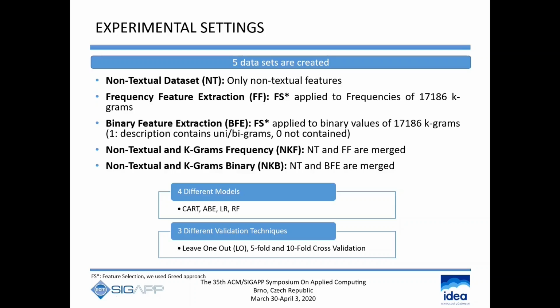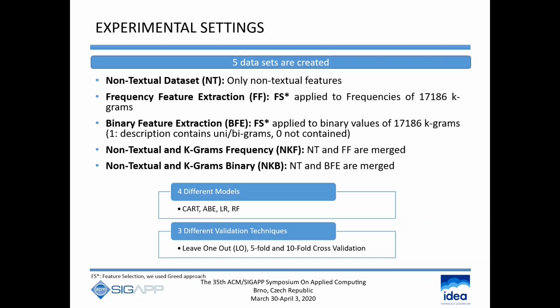In our experiment, 5 data sets are created. The first one is the non-textual data set. It contains only the non-textual features we talked about before. Next is frequency feature extraction. Frequency means how many times a kgram occurs in the current customer request description. We basically count how many times this kgram occurs in a description. After that, we applied linear forward selection to reduce this feature space.